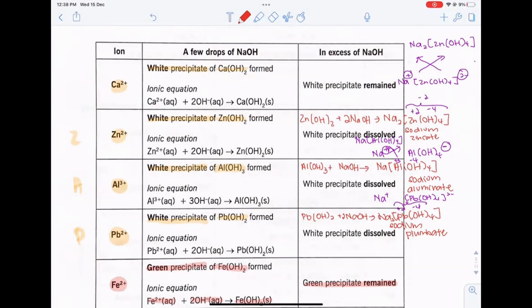These equations help you to see why the white precipitate will dissolve. They dissolve because the new compound, the new product, is no longer insoluble in water. It becomes soluble in water. So that's why the white precipitate will dissolve. Okay. So for calcium 2+ ions, the white precipitate remained.